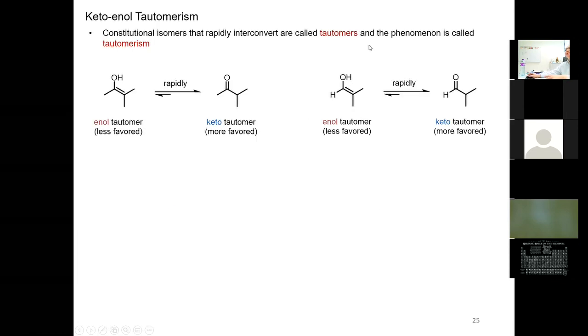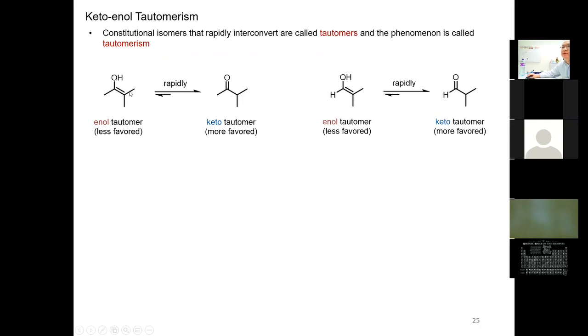So the new concept here is called keto-enol tautomerism. The definition of tautomers is constitutional isomers that rapidly interconvert. So what does that mean? This is the enol, this is the ketone. They are constitutional isomers because the constitution is different, right?